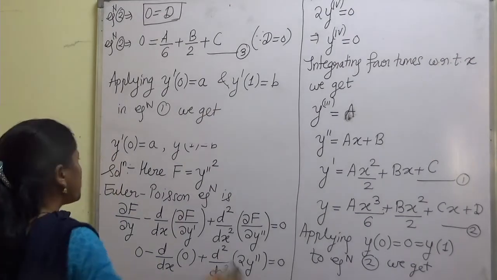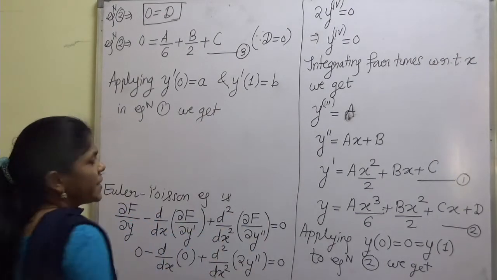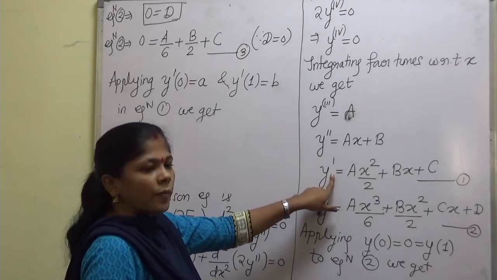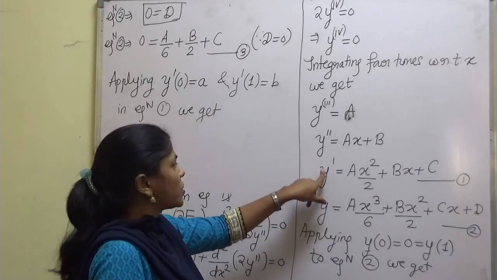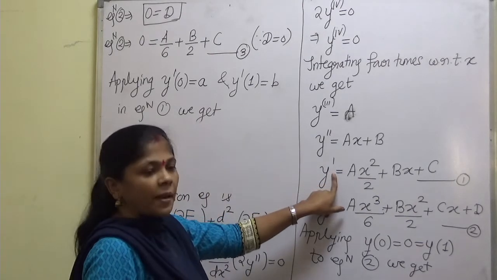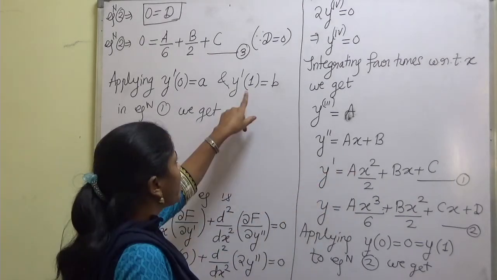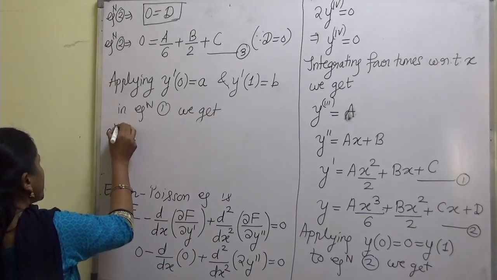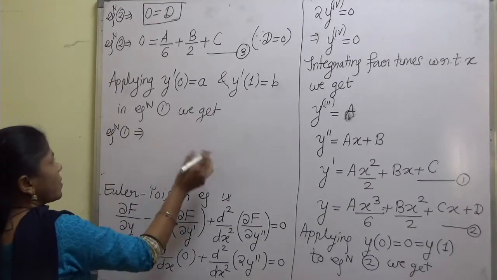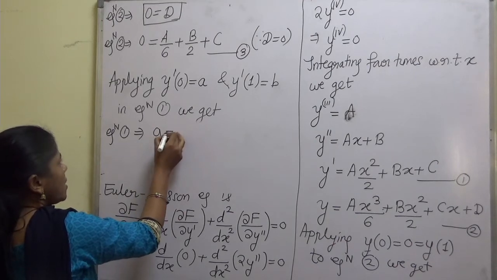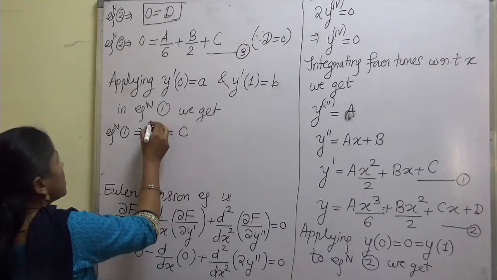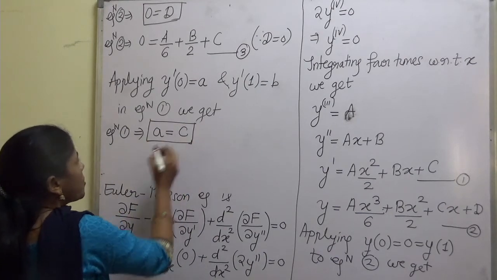Now what does this mean? It means that when x is 0, at that time y dash is a, and when the value of x is 1, at that time y dash is b. Okay, so equation 1 implies y dash is a equal to, at that time x is 0, so what you have, c, right? So another constant we have obtained here.